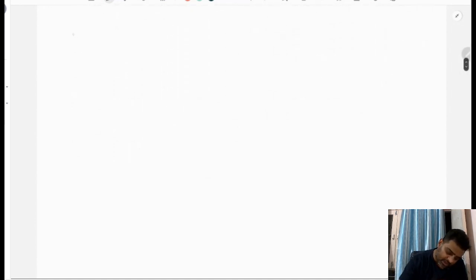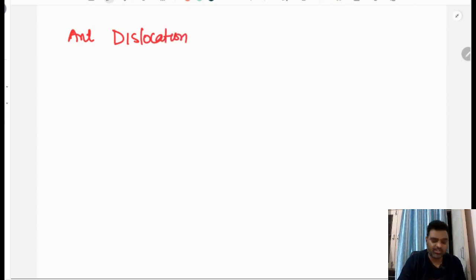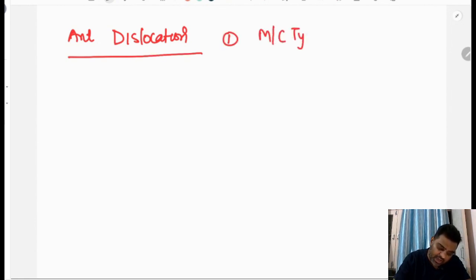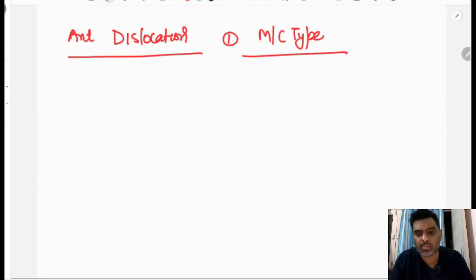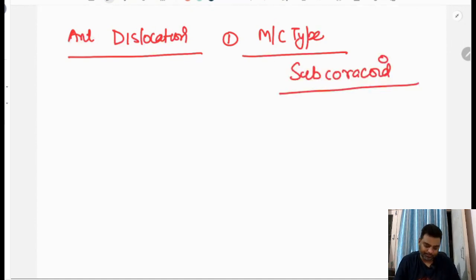Now, in cases of anterior dislocation, the first point is that it is the most common type. If I ask you in anterior dislocation, what is the most common subtype? You know that in the scapula there is a coracoid process, so it is subcoracoid. This question has not been asked, but it can be asked. Anterior shoulder dislocation is the most common dislocation, and it is subcoracoid, that is below the coracoid, which is the projection of the scapula.